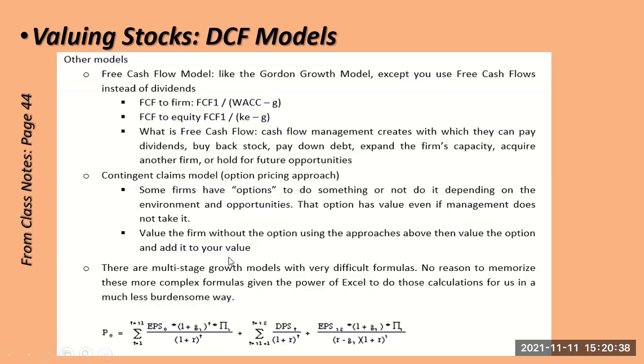Contingent claim models, we're definitely not going to use that. That's more graduate level. If you're interested in that, though, Damodaran has a really good lecture on that, and he actually provides his model that you can use. What this is saying is there are some firms that when you value the firm, you'll always get a value that's too low because these firms have these options. They can do something, and if it doesn't work, they just shut it down. They lose a few million dollars. But if it works, it's worth billions of dollars.